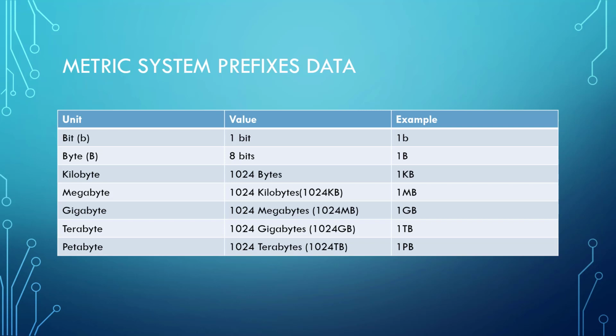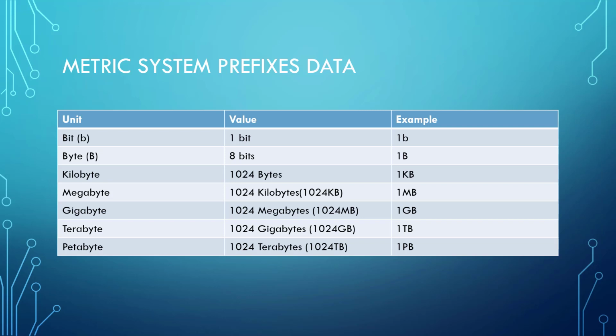If we dig into this a little bit more, you can begin to see that a bit is one bit, an example of that would be 1 b, lowercase b. Then you have your byte, that's equivalent to 8 bits, and it would be 1 capital B. Then you have your kilobyte. A kilobyte is 1,024 bytes. So everything is done in increments of 1,024, because again, it's metric based, it's not 100% decimal based.